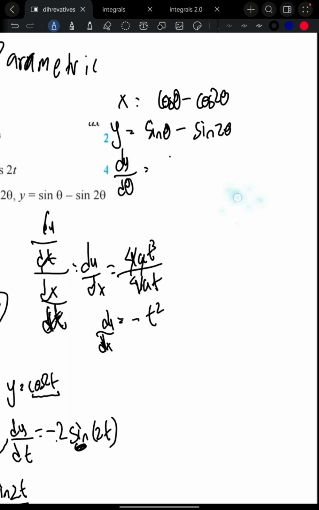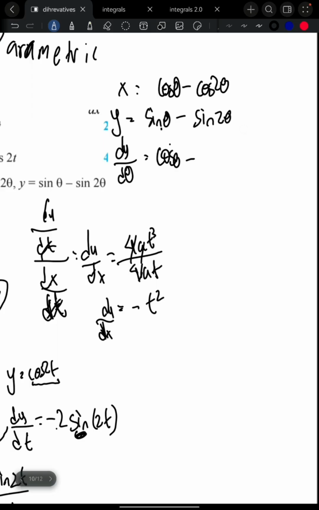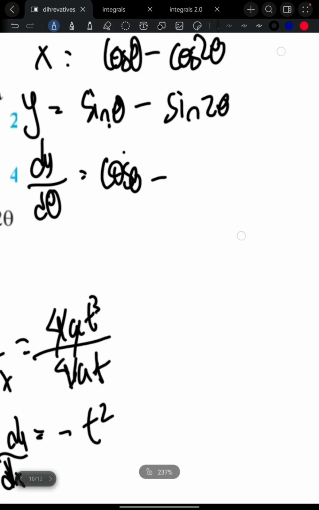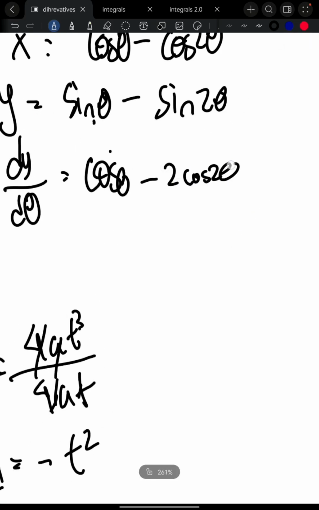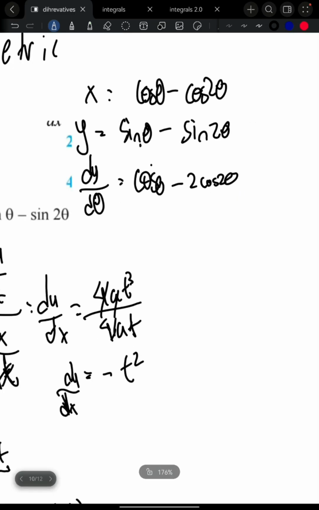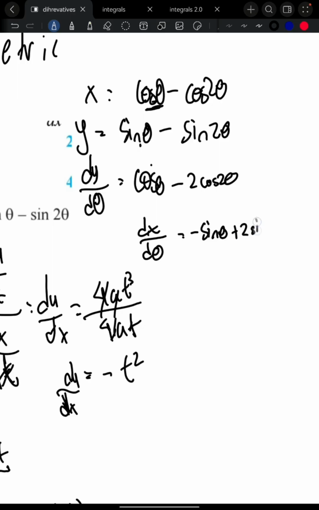The derivative of sine theta is cosine theta. The derivative of sine 2 theta, you're going to use the chain rule, right? It's just going to be 2 cosine 2 theta. You can do this later. I'm fried, actually. Right? Is it? Probably. And then dx/d theta, differentiating cos theta is negative sine theta. Differentiating cosine 2 theta is plus 2 sine 2 theta, right?